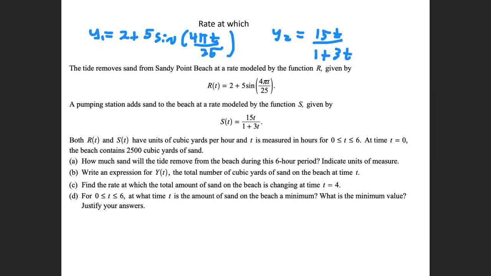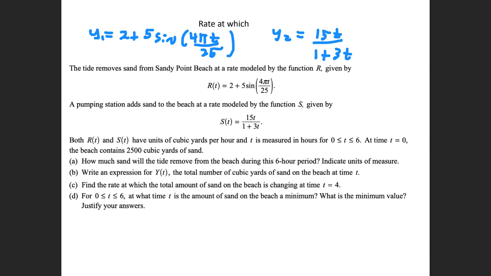Okay, so now part A, it says, how much sand will the tide remove from the beach? So there's a couple different types of questions they ask you on here. Total, like this is total something, total area underneath the curve. This is an integral. It's either going to be an integral or a derivative. This one definitely, because it's asking you how much is being taken away.